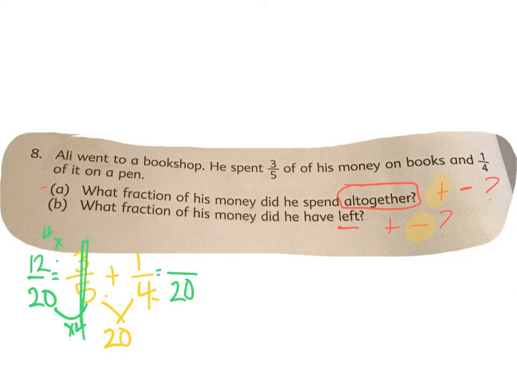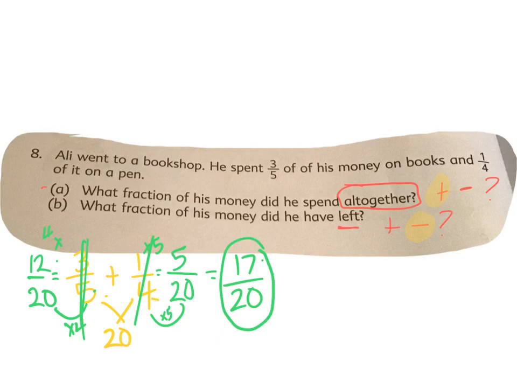Cross this out so you don't get messed up. What did I get? What did I multiply to get 20? It's right there, times 5. So you do the top times 5. Cross this out. Now you have 12/20 plus 5/20, 17/20. 17 is a prime number, but does it go into 20 evenly? No. So this is the final answer.